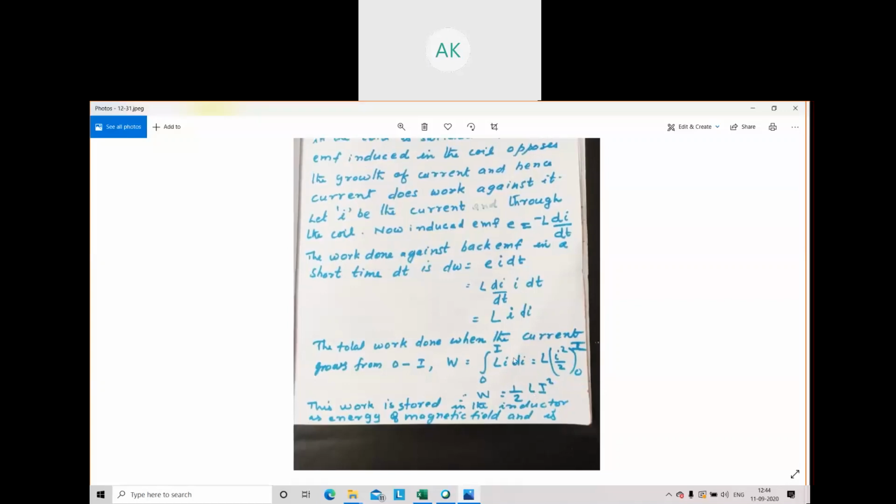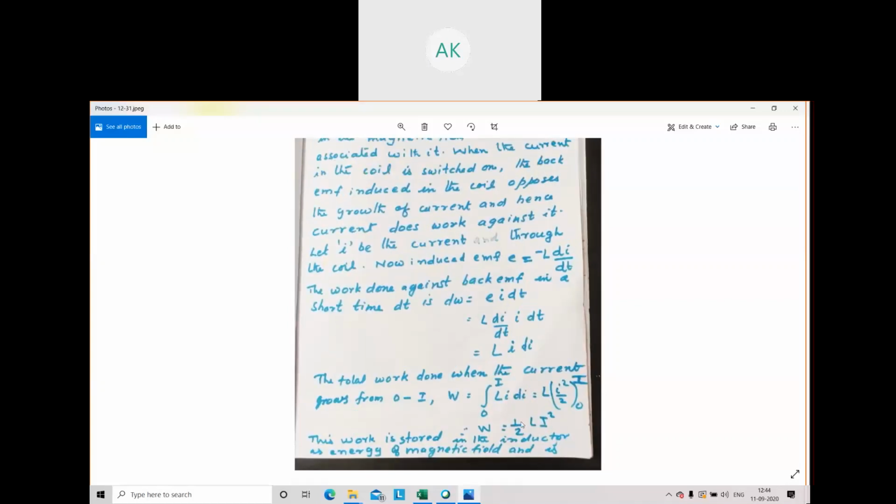So work done we calculated, W equals half Li square. What is L? Self-inductance. What is I? I is the current sent through the inductor.